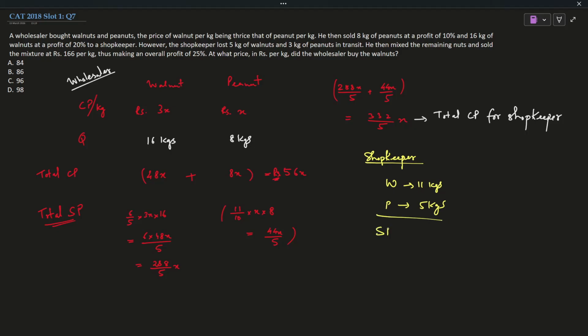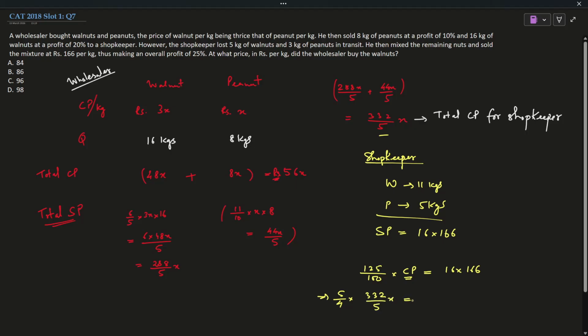So what is his selling price? Total selling price is 16 into 166, thus making an overall profit of 25%. That means I can say 125% of the total cost price for the shopkeeper will be equal to the selling price. This is basically 5 by 4. Do I know the cost price? Yes, this one: 332 by 5 times x is equal to 16 into 166.